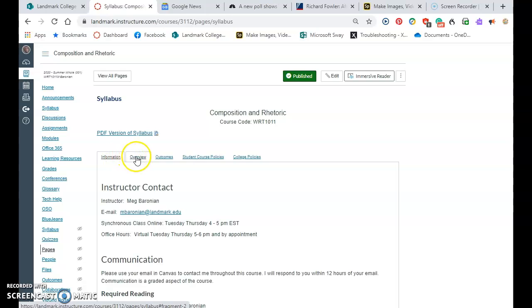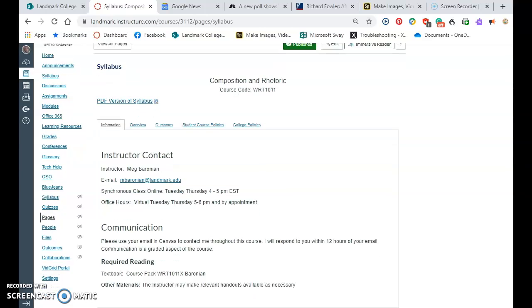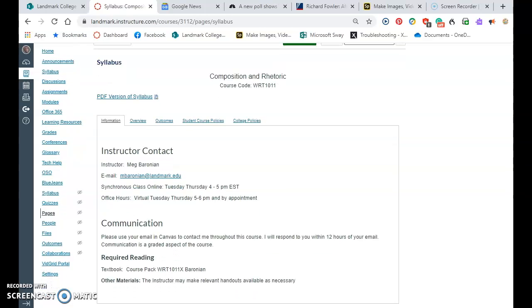Here's the course information, the overview, the outcomes, the student course policies, and the college policies. The student course policies and the college policies are standard from course to course. I suggest you read those over. We'll just go through the first three, so we'll do it right here in Canvas.